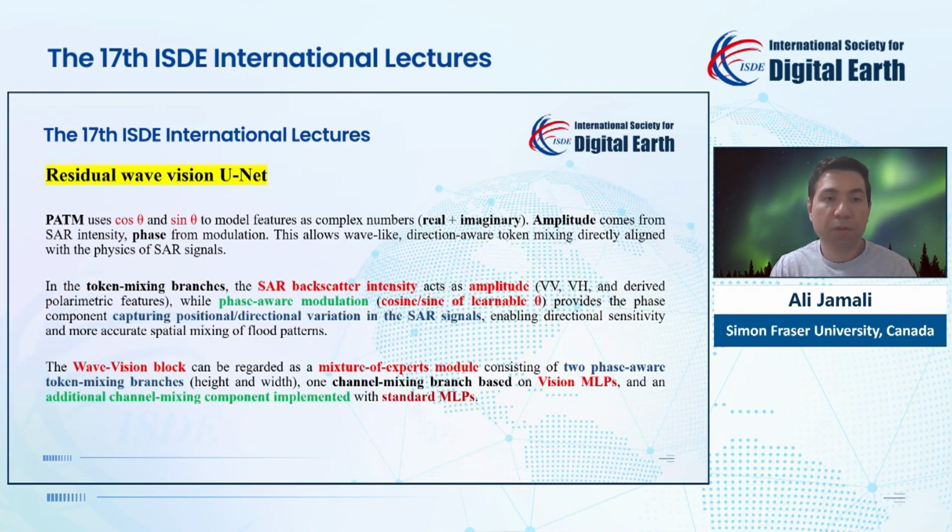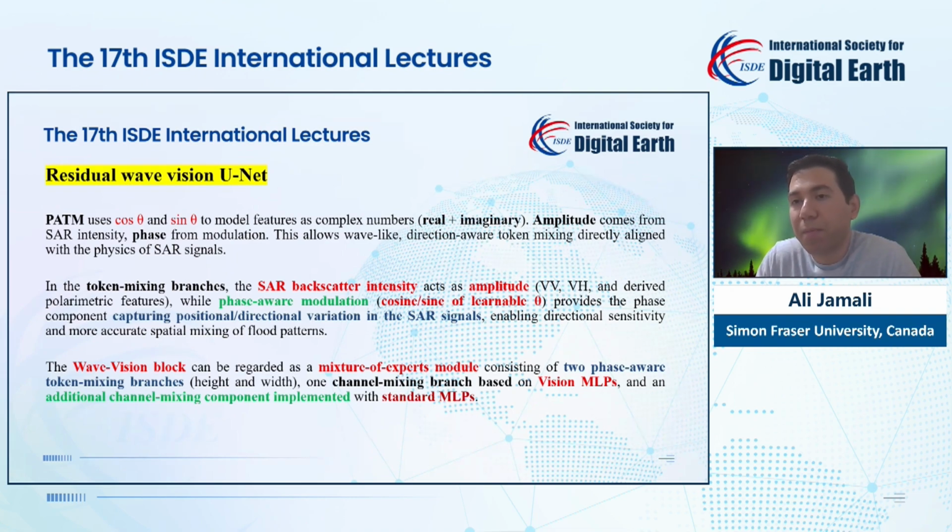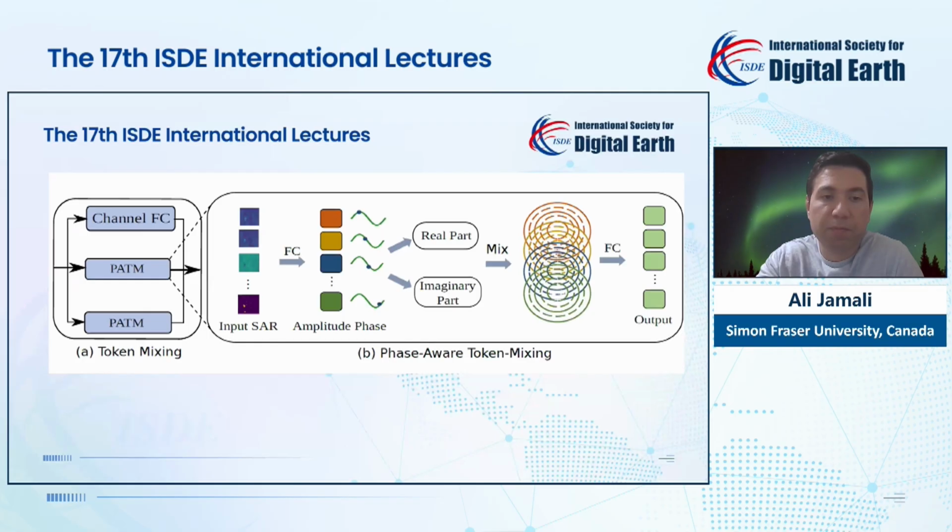So I explained some. The phase-aware token mixing uses cosine and sine to model features as complex numbers, which is compatible with SAR signal. And then the extracted features, or the map features, will look like a wave itself. So it can better extract information from SAR because it imitates the physics of the SAR data. From the WaveViG, so you have it here.